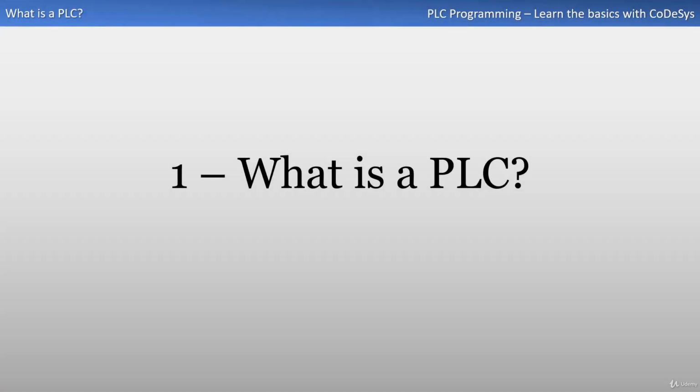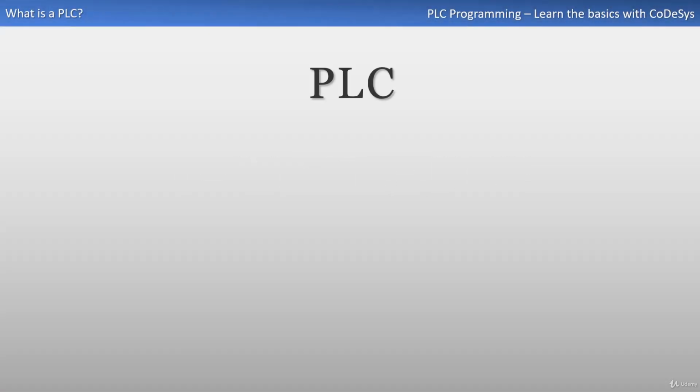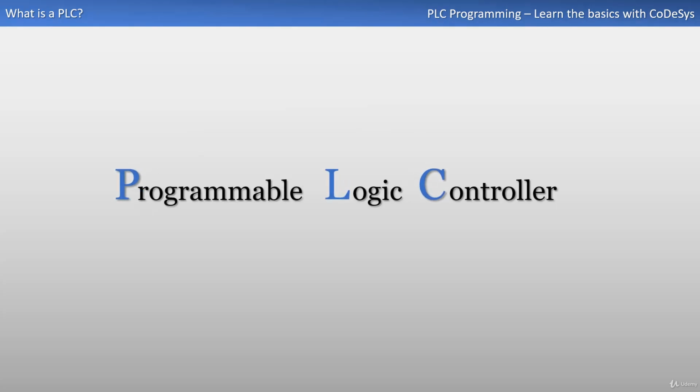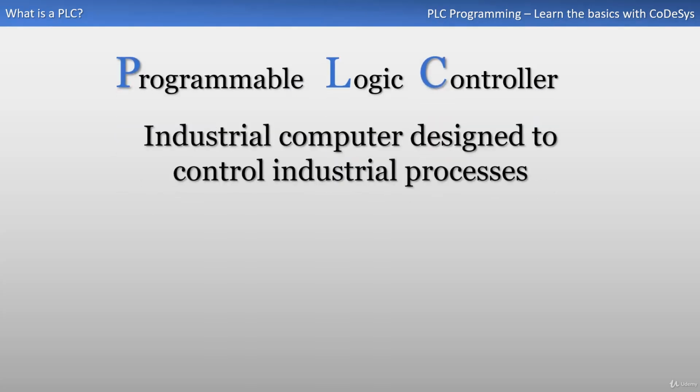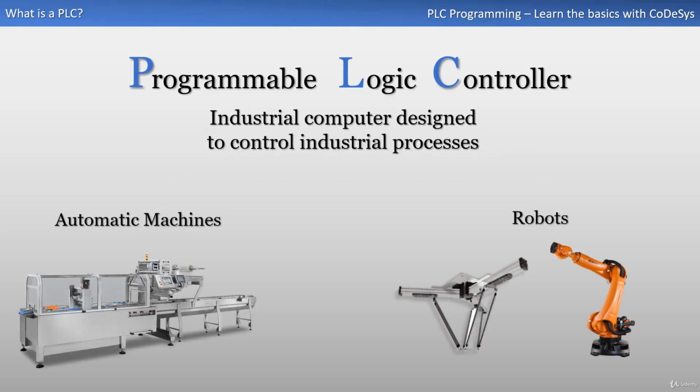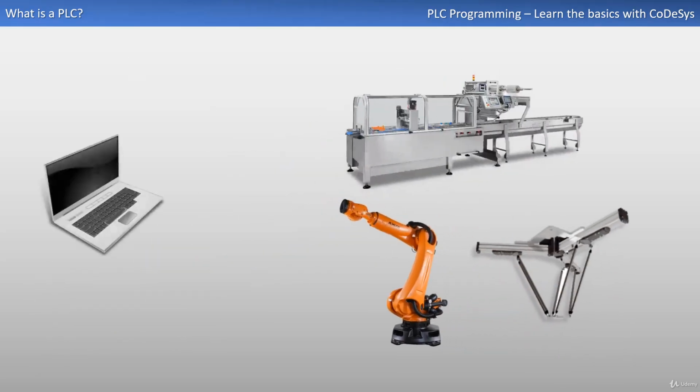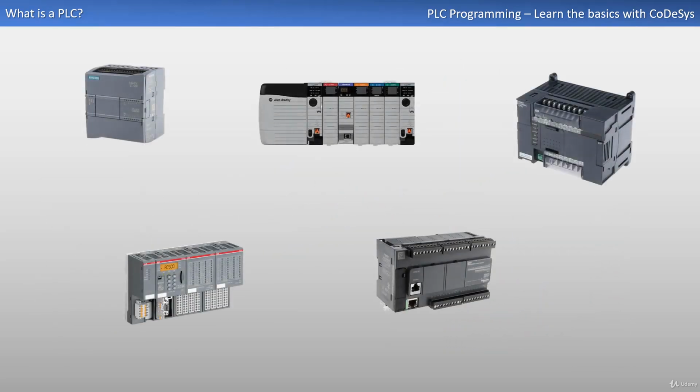What is a PLC? PLC stands for Programmable Logic Controller. A PLC is an industrial computer designed to control industrial processes, such as plant processes, a robot movement, or an automatic machine work cycle. What are the differences between a PLC and a normal personal computer?